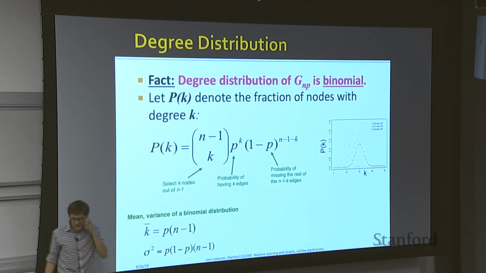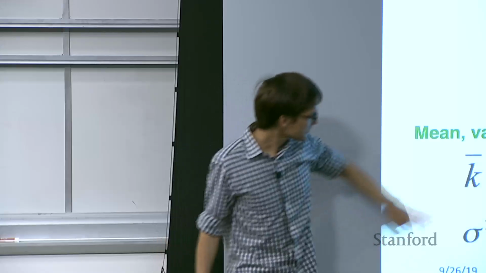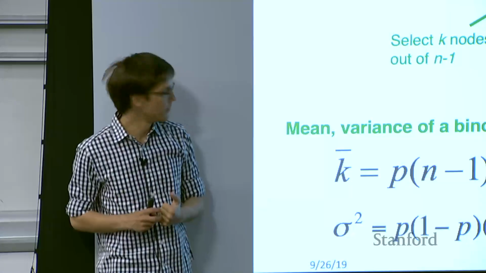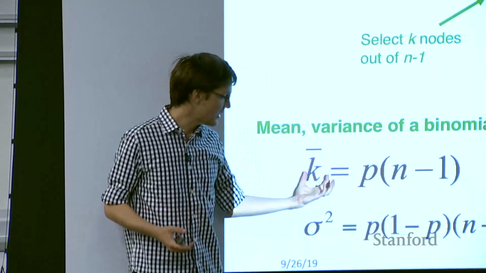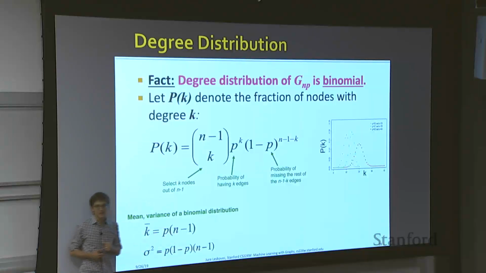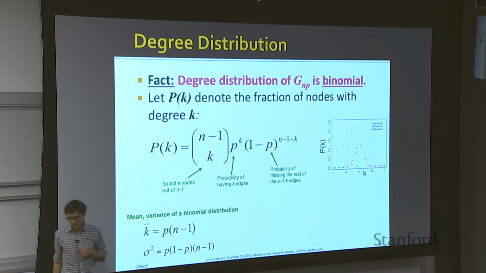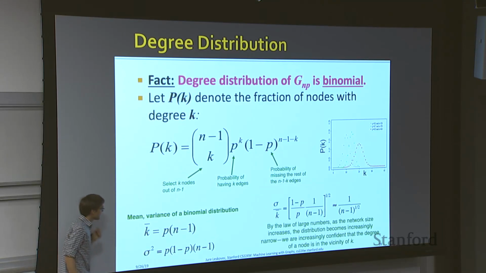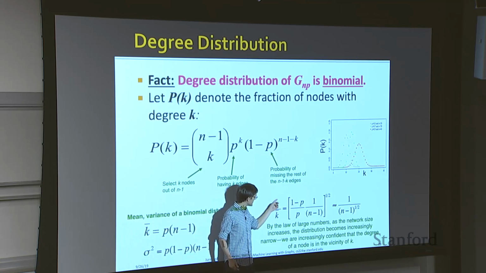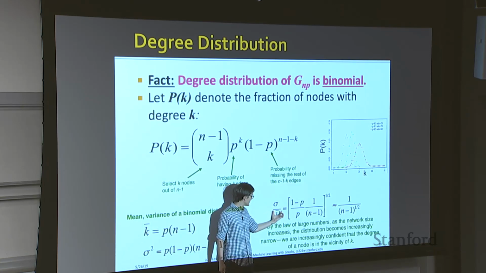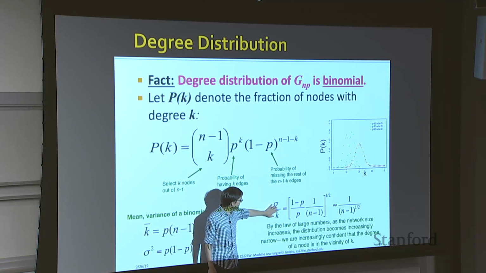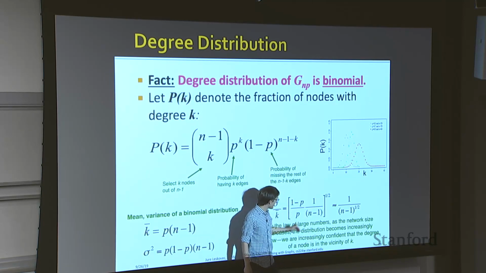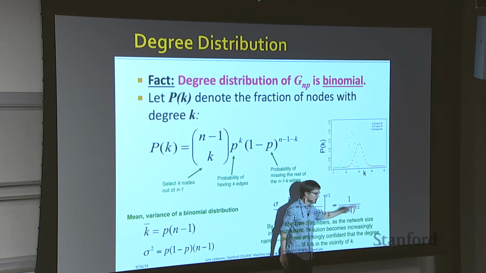Okay? So there are two important consequences. The first thing is, what's the mean of a binomial distribution? It is just p times n minus 1. So basically, the average degree will be p times n minus 1. And here's the expression for variance. The reason I'm showing you this expression is that you can then ask, how does the variance change as a function of the average degree? So you can measure variance in terms of the average degree. And if you compute this, you see that this ratio has the value of 1 over square root of n.